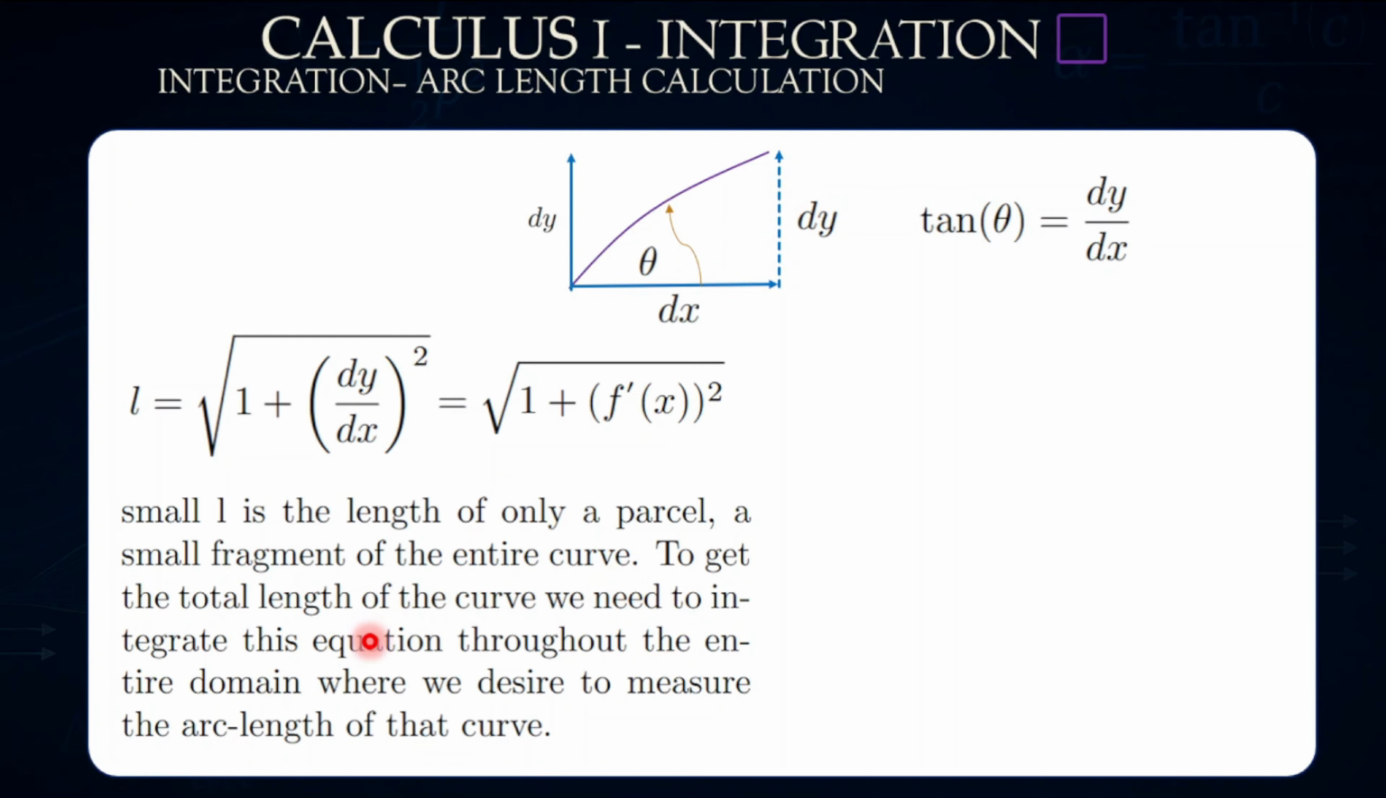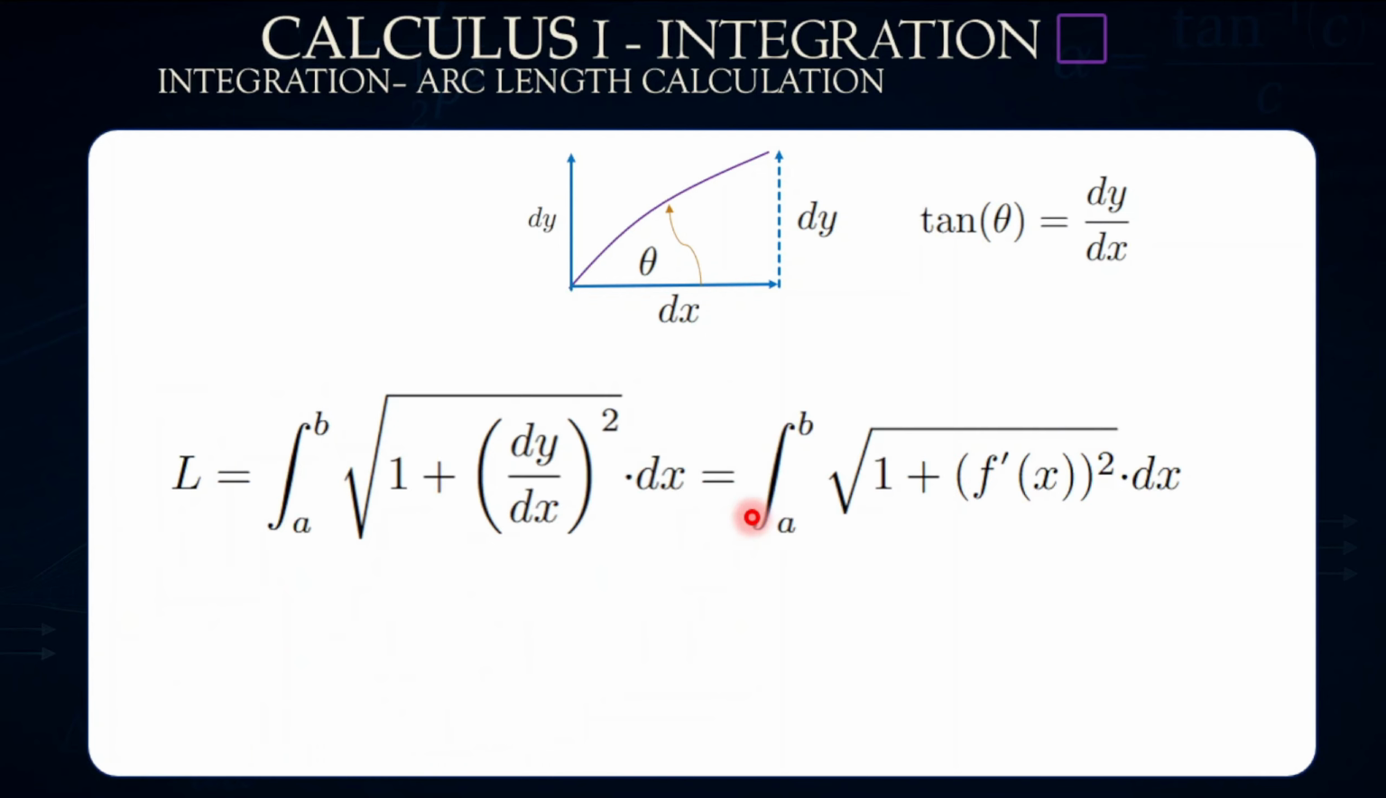So to get the total length of the curve, we need to integrate this entire equation throughout the entire domain where we desire to measure the total arc length of that curve, which is defined from a to b, where a and b are the boundaries of this integral. L equals integral from a to b of square root of 1 plus (dy over dx) squared dx, which is also another form: integral from a to b of square root of 1 plus (f prime of x, the derivative of f, squared) times dx.